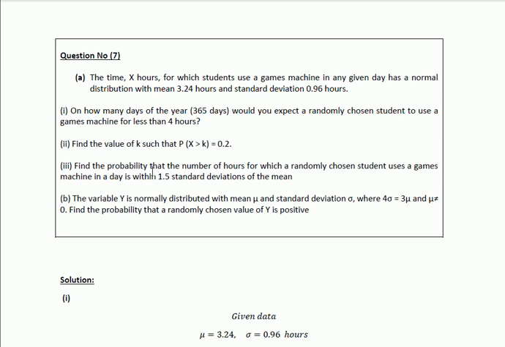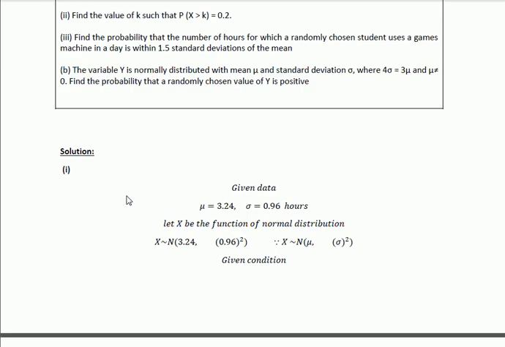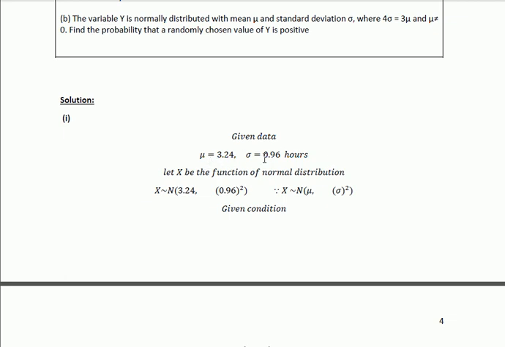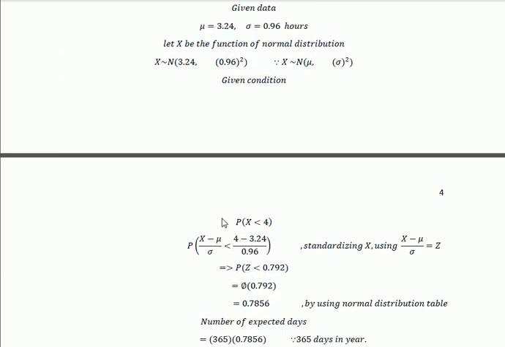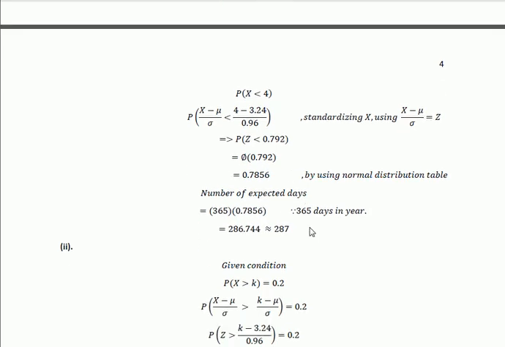So in part A, first of all we shall find the probability for a randomly chosen student using the machine for less than 4 hours. Given data: mu is equal to 3.24 and sigma is 0.96 hours. Let x be normally distributed with mean mu and variance sigma squared. According to the given condition, x is less than 4, so we normalize: P of (x minus mu) over sigma less than (4 minus mu) over sigma, by putting the values of mu and sigma and standardizing.